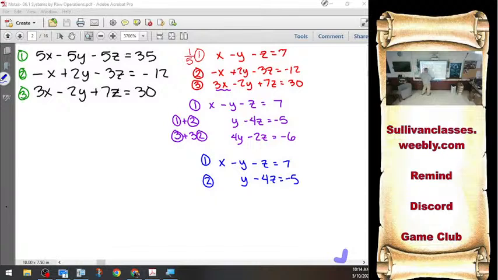Now, what would my directions be to knock out that 4y? So I'll say equation 3 minus 4 equation 2's. Okay? Now, you could do it with just 4 of equation 1.